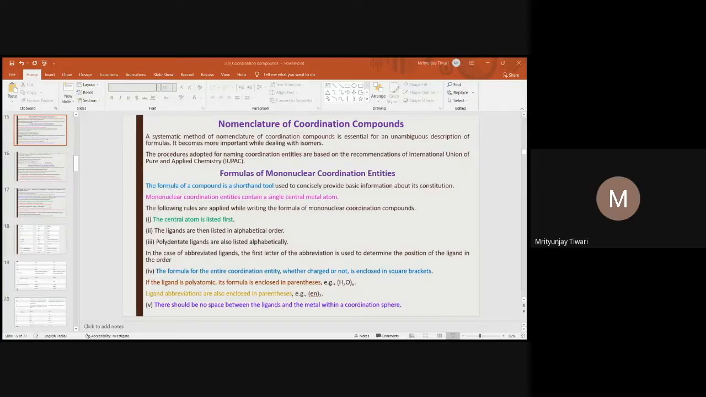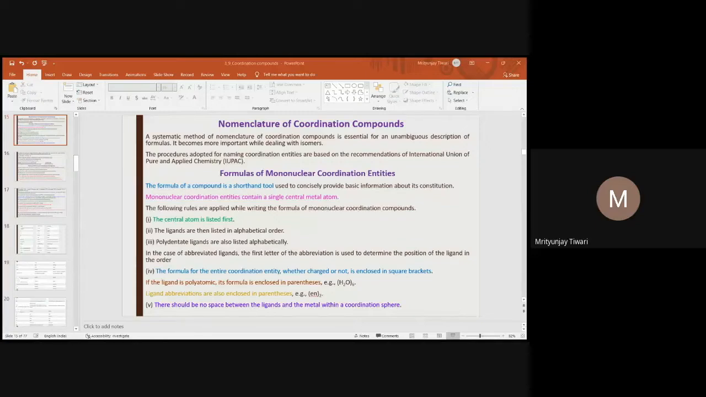There should be no space between ligands and the metal within the coordination sphere. We don't provide any space while writing the symbols of metals and the other ligands in the coordination sphere. As you can see here, we have not provided any space anywhere. In all the examples, there is no space while writing the chemical formula of any coordination compound. So we should note there should be no space between the ligand and the metal within a coordination sphere.